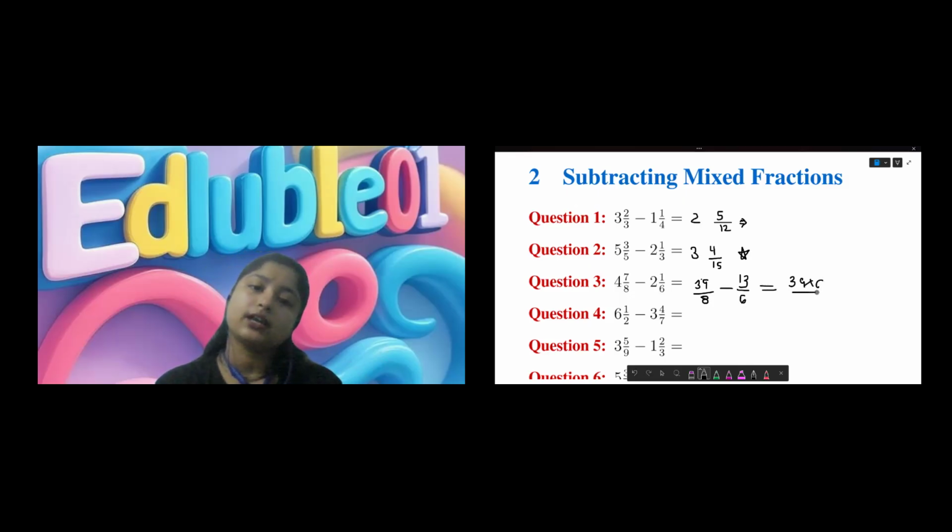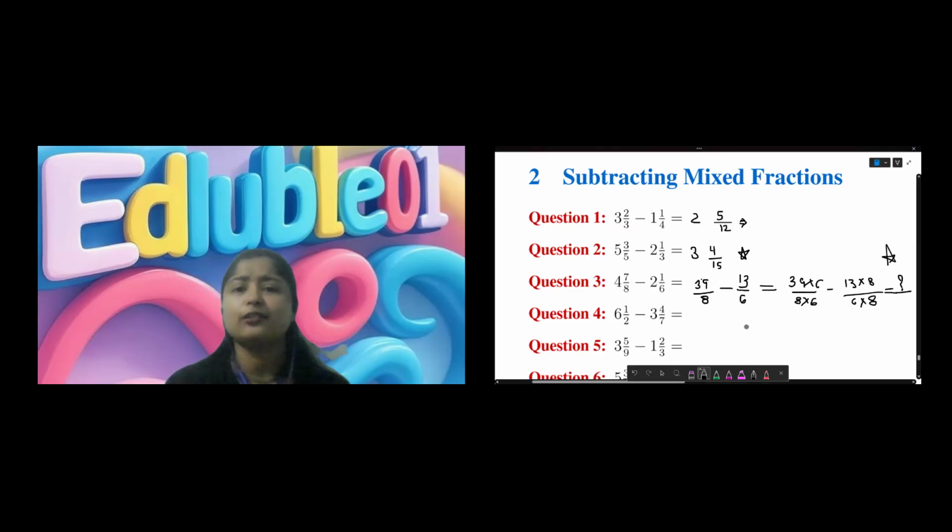over 8 times 6. This can make the process a bit more calculative, because obviously bigger numbers are involved, and this is going to be 13 times 8 over 6 times 8. This is how you do the question, right? And you can find out the answer by solving this and write down the answer in the comments. That's it. That's how you solve the mixed fractions.